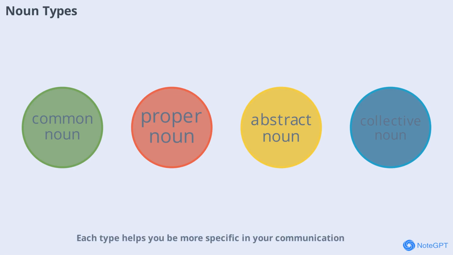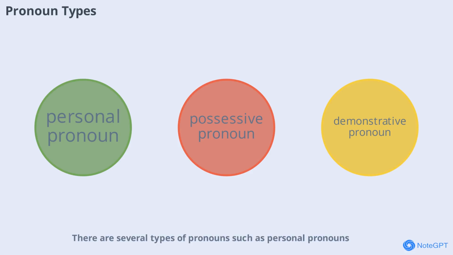Each type helps you be more specific in your communication. There are several types of pronouns such as personal pronouns, possessive pronouns, and demonstrative pronouns. He, she, and they are personal pronouns. His, her, and their are possessive pronouns. This and that are demonstrative pronouns. Each type has a special role in making sentences clear and concise.